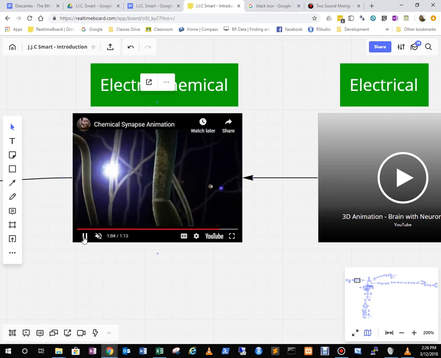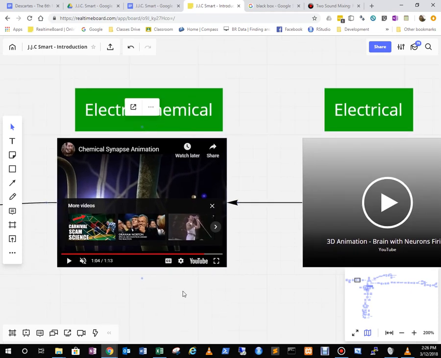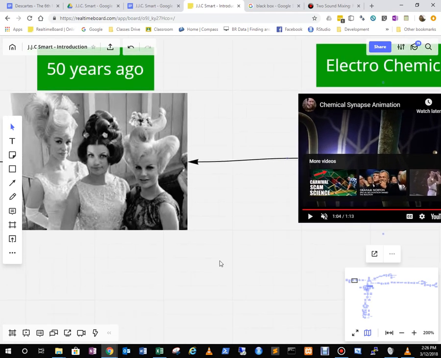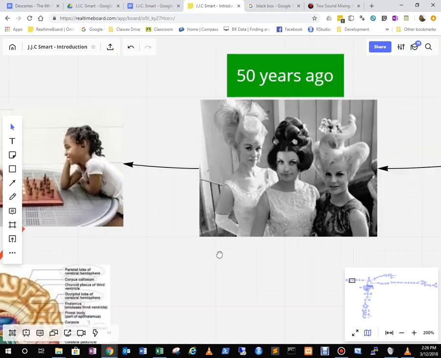Perfect. And that shows us that the brain isn't just electrical, it's electrochemical. And we understand that it's a series of interconnected neuronal circuits. It's really easy to get. And this would have been the view of the way that the brain worked in the 1950s.